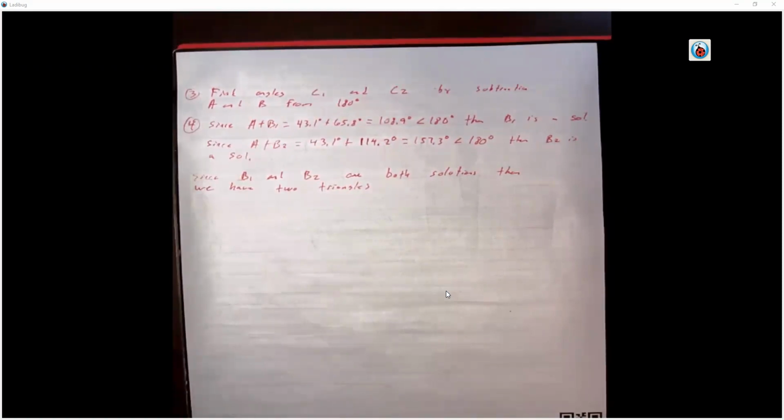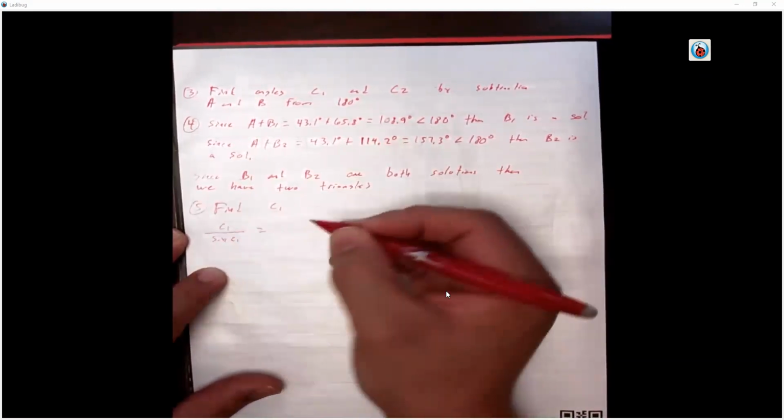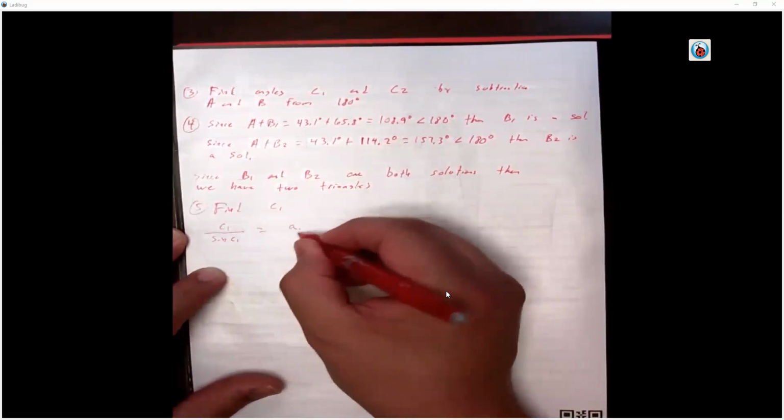Okay. So the final step is find C2 and C1. We have no choice. Step 5 here: find C1. So little c1 over sine C1 is equal to little a over sine A. Solve for c1, and that'll give us a sine C1 over sine A.